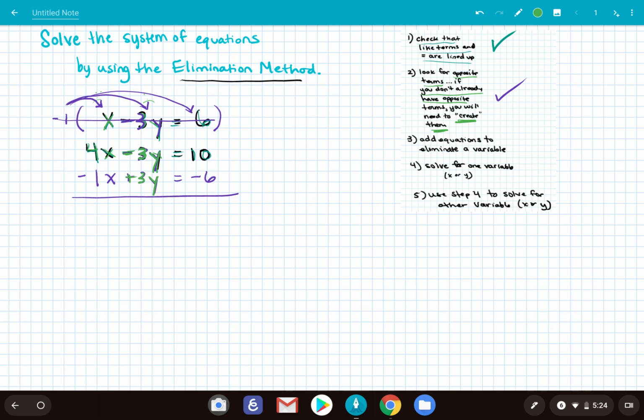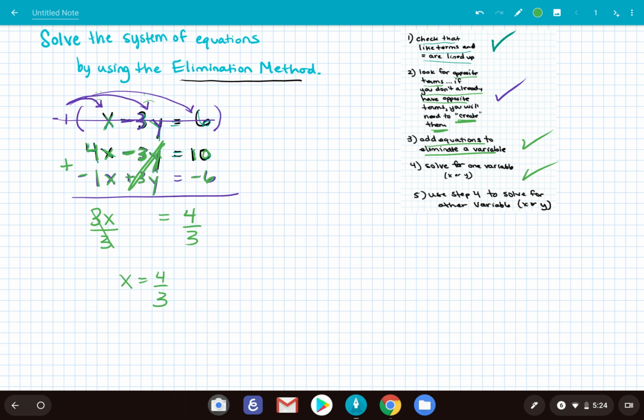So that's good. Now I'm going to add the equations, and the goal of adding the equations is that either the x's or the y's, one of them will just get eliminated. So we have 4x plus -1x, which is 3x. And then we have -3y plus positive 3y. Those cancel out. They're eliminated. That's exactly what we want. And then 10 plus -6 is 4. My fourth step is to go ahead and solve so that you get a value for x or y. So I'm going to divide both sides by 3, and I'll get x equals 4/3.